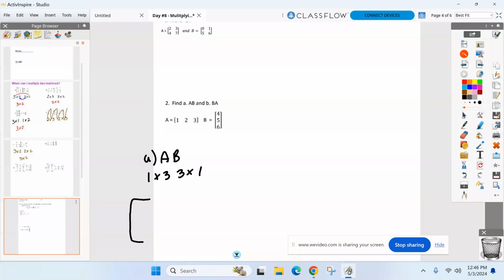How the heck are we just going to get a single number here? Row times column. So what do you want me to multiply and add now? 1 times 4 plus 2 times 5 and 3 times 6. There you go. There's your 1, 1 right there.